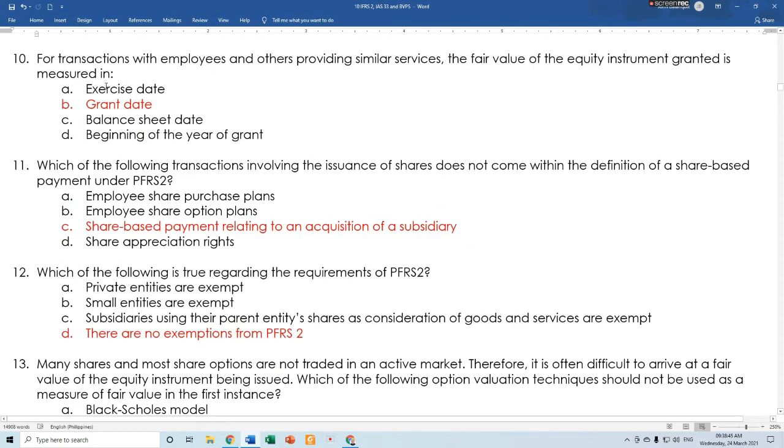10. For transactions with employees and others providing similar services, the fair value of the equity instrument granted is measured in the grant date also. Okay? Letter B.